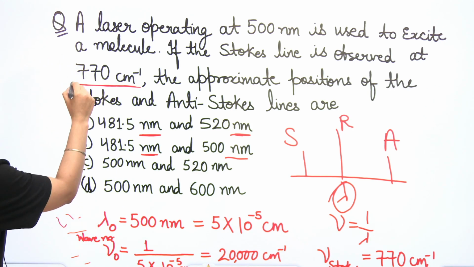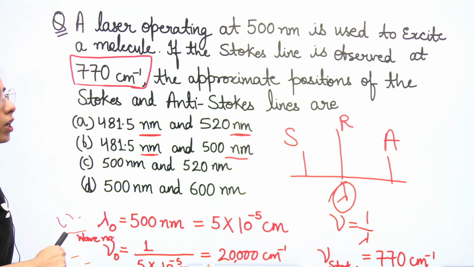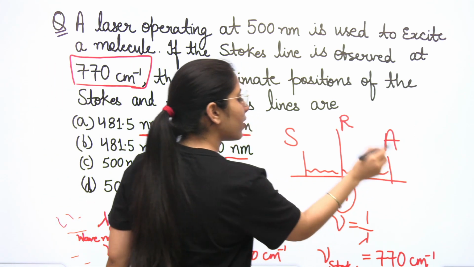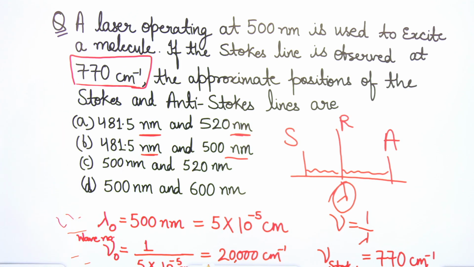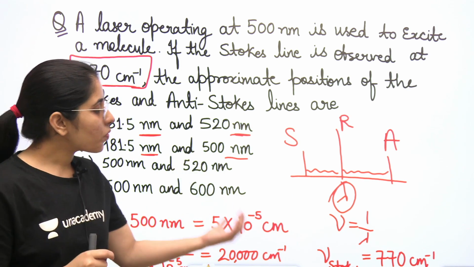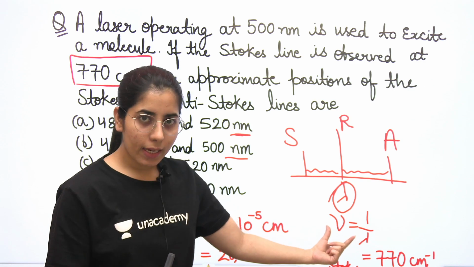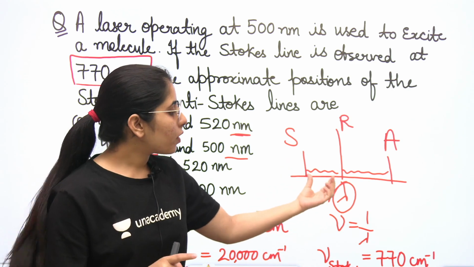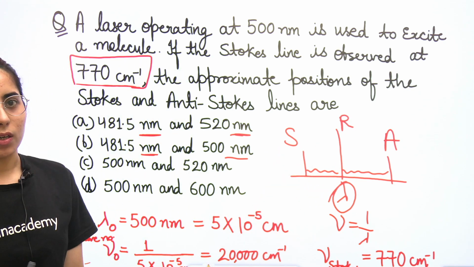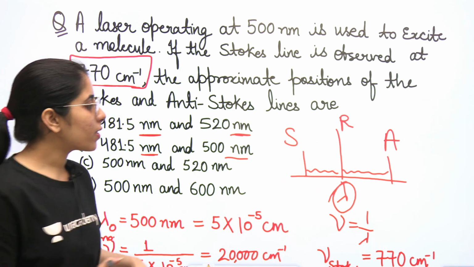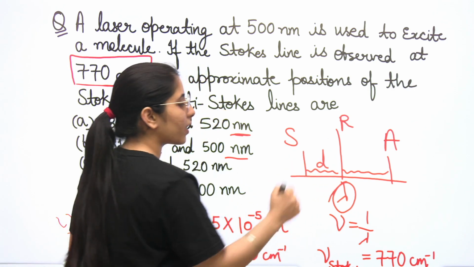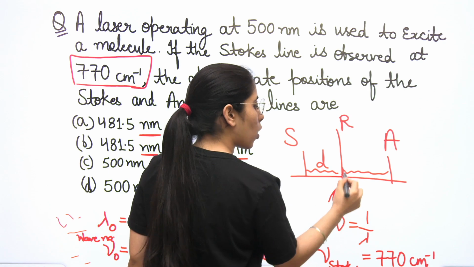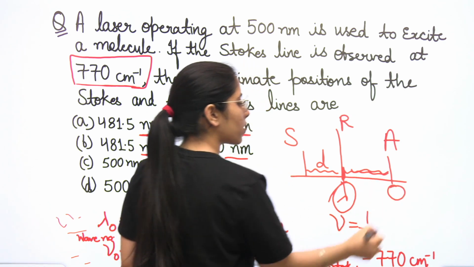Because you already know the wave number for the Stokes line, and we know that the separation between the Stokes and the Rayleigh line and between the Rayleigh and the anti-Stokes line will be the same. So once we get the wave number for the Rayleigh line, we already know the wave number of the Stokes line, so we will find the difference between both values. Let's say you got that difference, D. You will add it to the wave number of the Rayleigh line and you will get the anti-Stokes line.